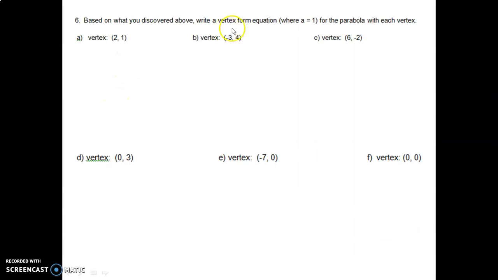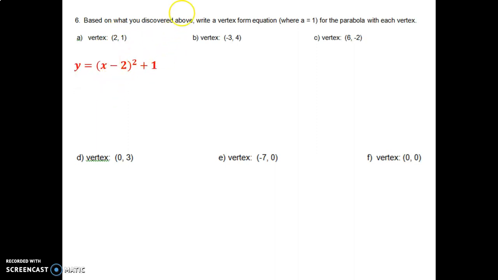Okay, so back to here, it says don't worry about the a value for now, because if we know the vertex, there can be many parabolas with that vertex. Wide ones, narrow ones, right? There's our infinite parabolas with that vertex. But we're looking for just that specific one where a equals 1. And this is basically just practicing that you know what to do with the vertex. So what will be the vertex form equation for this one?